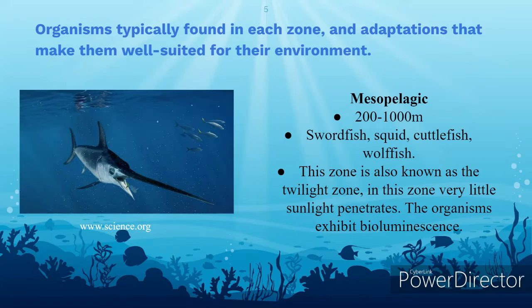Mesopelagic, from 200 to 1,000 meters. The organisms found are shortfish, squid, cuttlefish, and whalefish. This zone is also known as the twilight zone. In this zone, very little sunlight penetrates. The organisms exhibit bioluminescence.